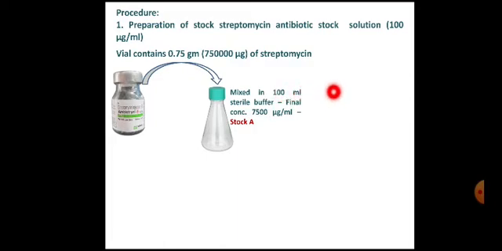What will be its quantity in 1 ml? 7,50,000 micrograms corresponds to 100 ml, so 1 ml corresponds to 7,500 micrograms per ml. We already learned this. This is called stock A. Then we'll go for the preparation of stock B.